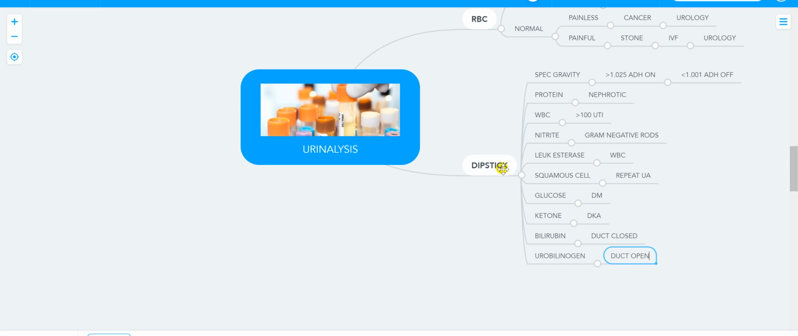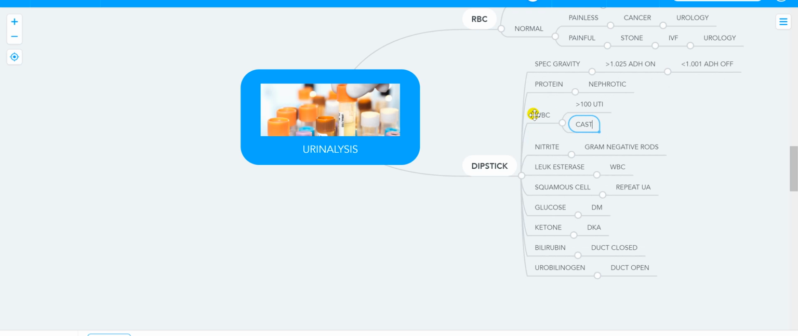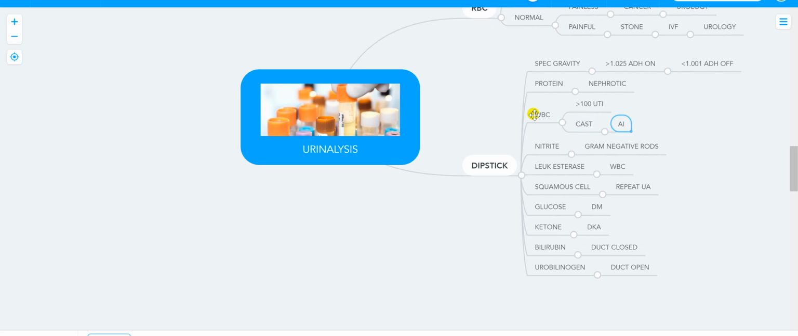The other thing, white BC, usually acute tubular necrosis or infection. Cast, RBC cast, this is glomerulonephritis. If it's white BC cast, this is acute interstitial nephritis. So let's talk about that a little bit. If you find cast, it could be acute interstitial nephritis, could be glomerulonephritis. If it's granular cast, could be acute tubular necrosis.